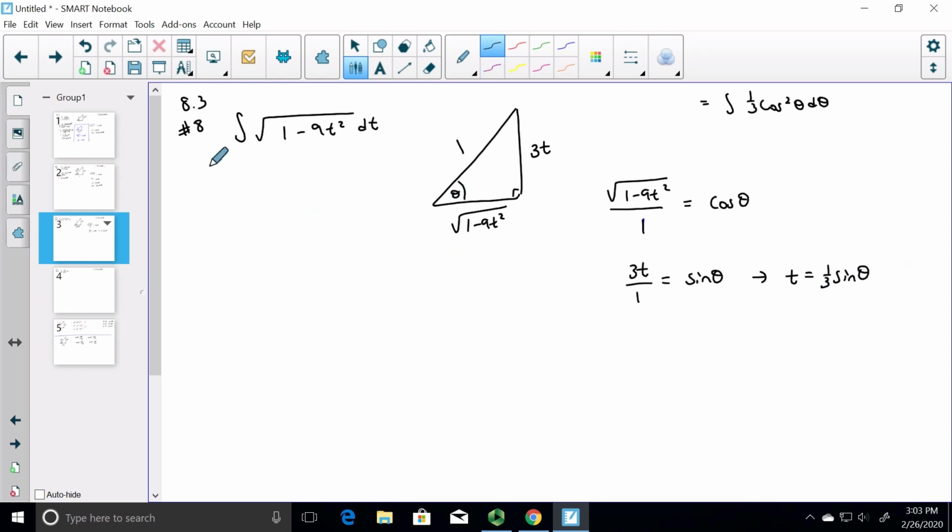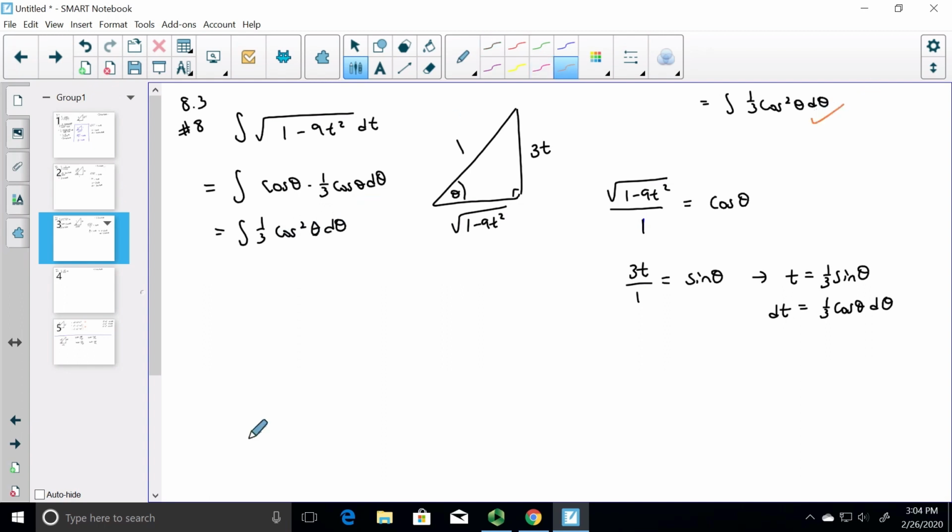And then go up here to plug in. So treat the whole square root as 1. Oh, I didn't find my dt. First, let's find my dt. Okay, and then plug in my dt. And then you can see now it's back to where we would be in the regular way we did it in my notes.